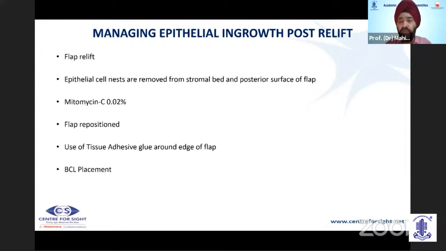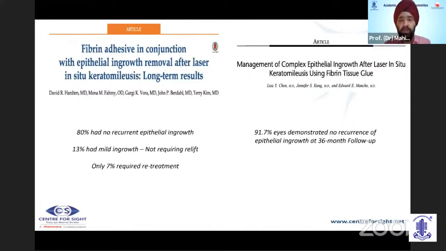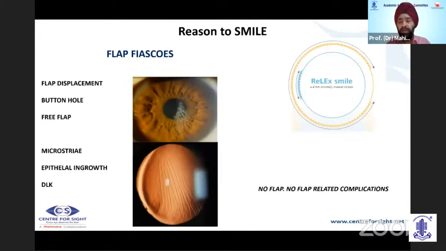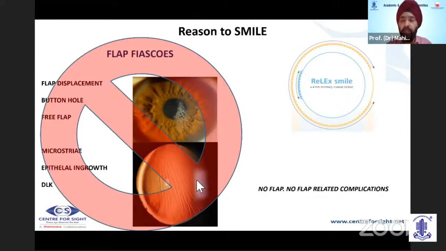Because once you are removing these flap stria by relifting the flap, you are removing the epithelium, the chances of having an epithelial ingrowth post stria removal are much higher. So you could look at removing any epithelial ingrowth. Fibrin glue can be used in these cases, which has been shown to reduce the incidence of flap stria. Very few instances of implanting the epithelium into the bed have been reported in cases of SMILE, but typically SMILE does not give rise to flap complications such as micro or macro stria, or epithelial ingrowths.